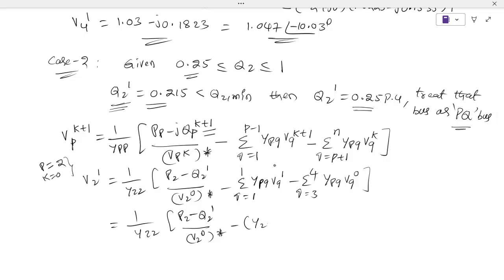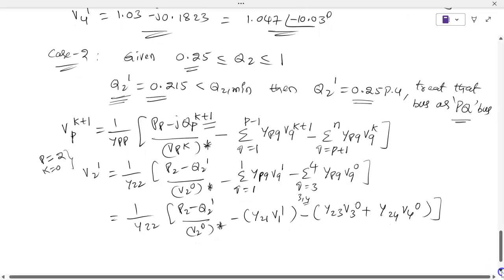Now Y21 V11, q is equal to 1 only, minus, here q is equal to 3 to 4, that is 3 comma 4, so you will get two terms here. Now Y23 V3(0), Y24 V4(0). Okay.